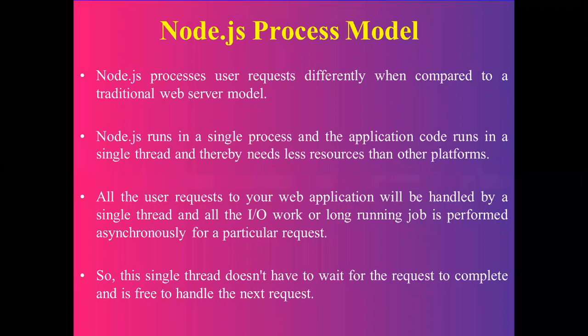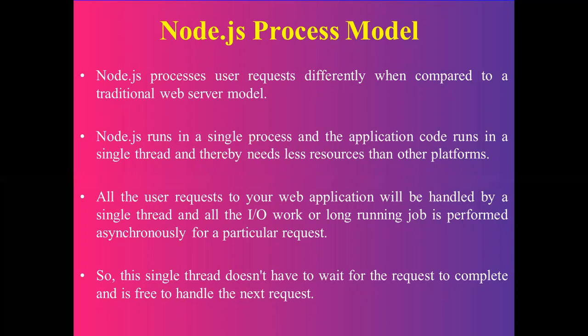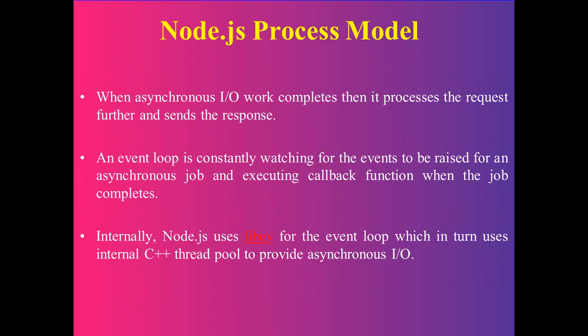So this single thread does not have to wait for a request to complete and is free to handle the next request. Whenever the next request appears, it is not necessary to wait for that thread. So when the asynchronous IO work completes, it processes the request further and sends the response. Whenever that IO task is complete, it will complete that process and send the response to that request.